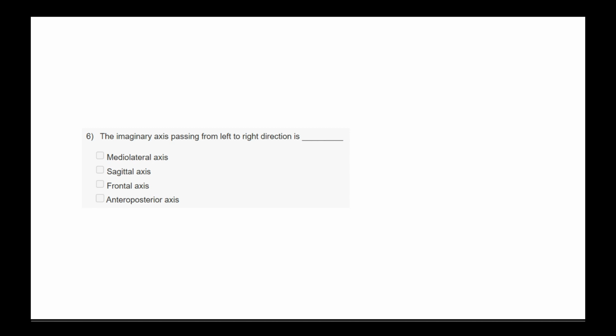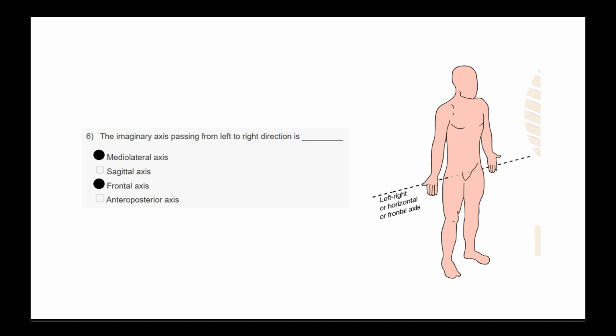Okay, next question. The imaginary axis passing from the left to right direction is: A, mediolateral axis; B, sagittal axis; C, frontal axis; D, anterior posterior axis. The answer is mediolateral axis, left to right, or frontal axis. Sagittal axis is this, and anterior posterior axis is perpendicular.